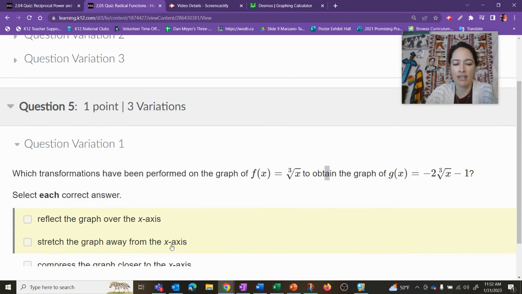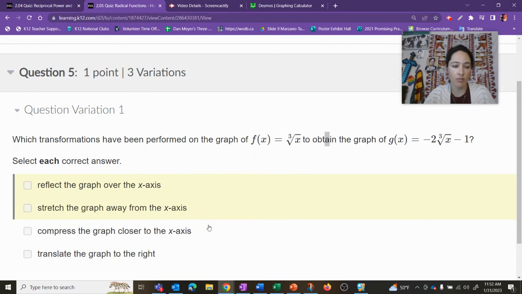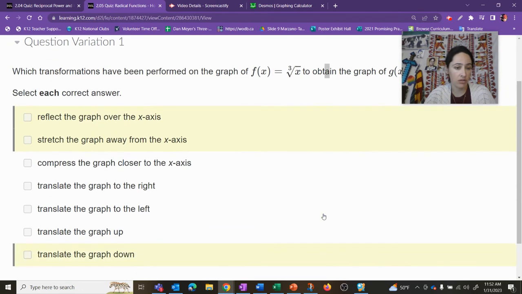Okay, stretch away from the x-axis. Yes, we're stretching it up. So if this is the x-axis, we're pulling it away from the x-axis. We reflect, we stretch. So it's a stretch, not a compress. That's good. Translate, nope. So they might say translate down.